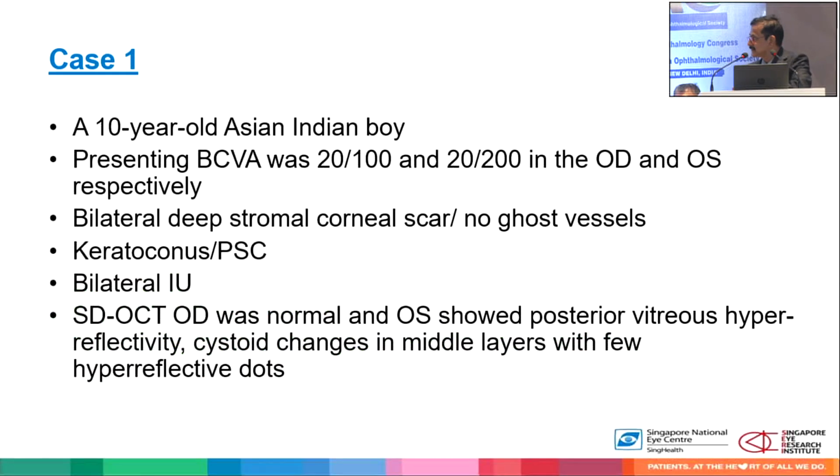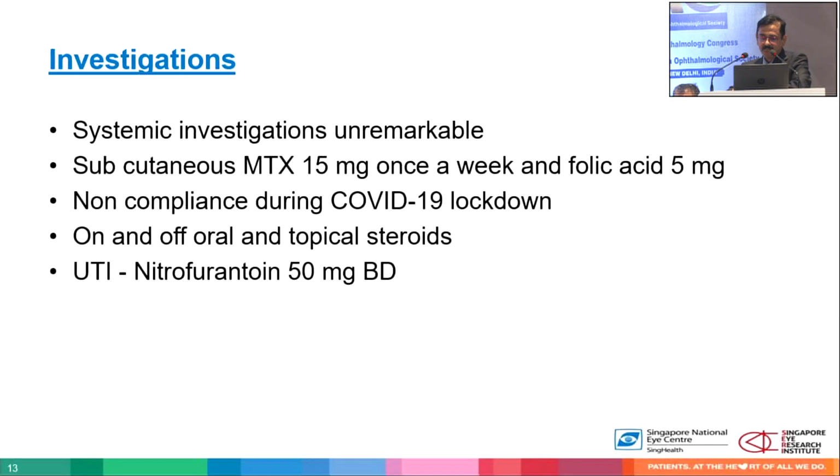Now I'll describe the cases in which we used this topical interferon. This is a 10-year-old Asian Indian boy with presenting visual acuity of 20/100 and 20/200. He had multiple ocular comorbidities with deep stromal corneal scar, ghost vessels, keratoconus, early posterior subcapsular cataract, and bilateral IU. The systemic investigations were unremarkable. We could not find any cause, so it was more likely idiopathic.